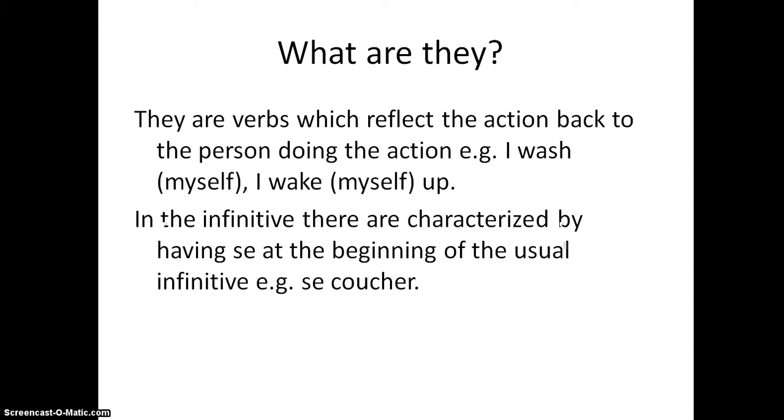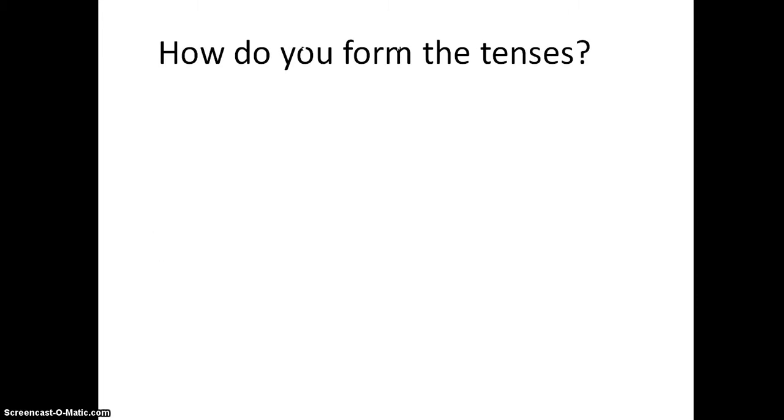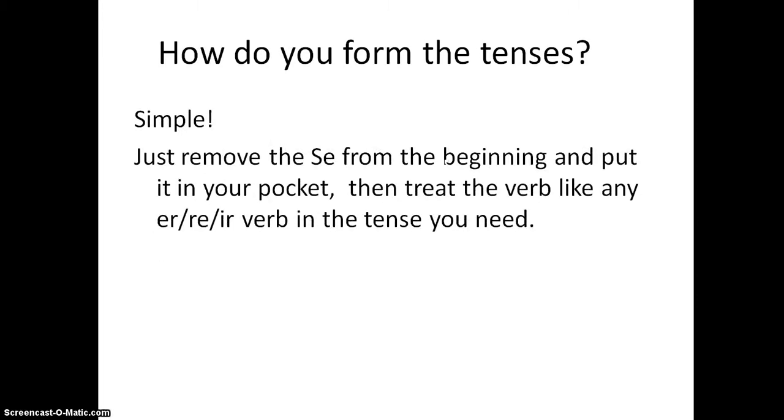In the infinitive, you can see them in the dictionary that they have a se at the beginning of the usual infinitive. So se coucher, for example, to go to bed. So how do you form the tenses of these? It's really easy. You just remove the se, and my students always remember this. You put it in your pocket because you know you've got to do something with it later. Then you treat the verb like any er, re, or ir verb in the tense you need.